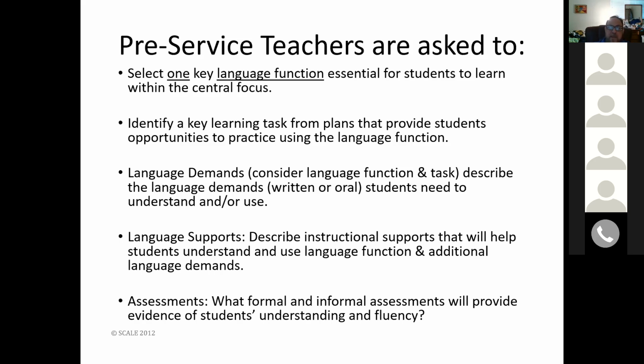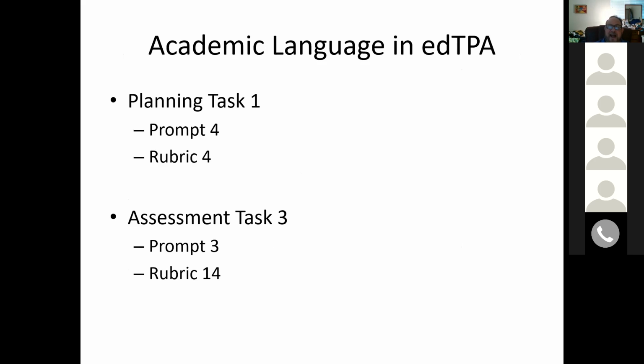All right. Moving forward, academic language in EdTPA. In the planning task, which is task 1, you will see prompt 4 on the commentary and rubric 4. In the assessment task 3, you will see prompt 3, rubric 14. So of the 15 rubrics, there are 2 that expressly deal with academic language in 2 different tasks, which means it's important, right?